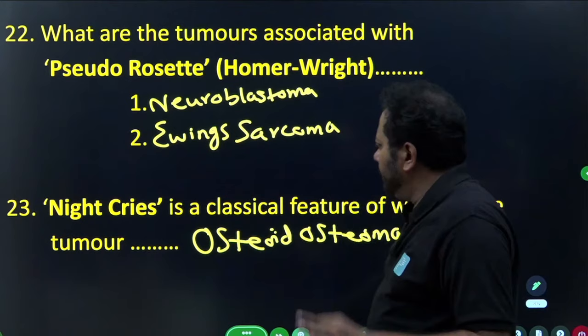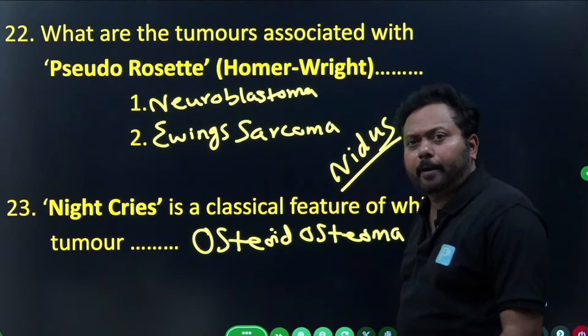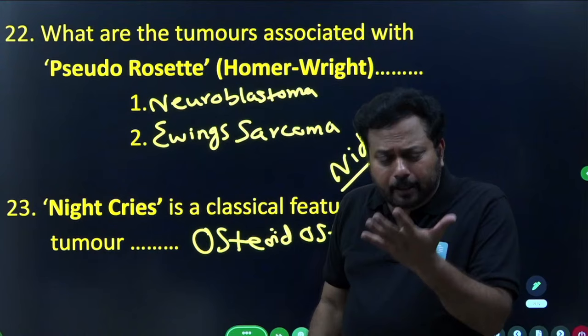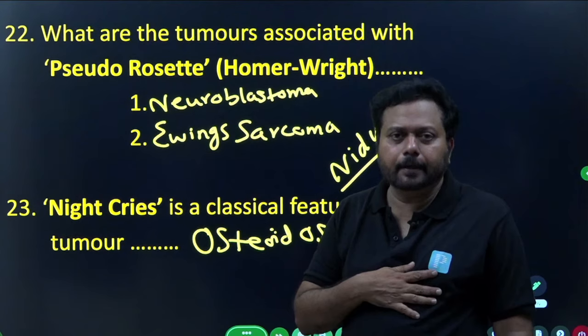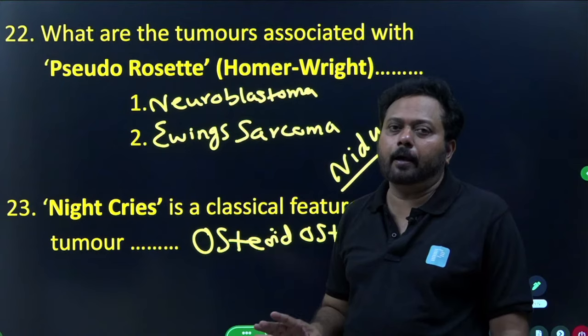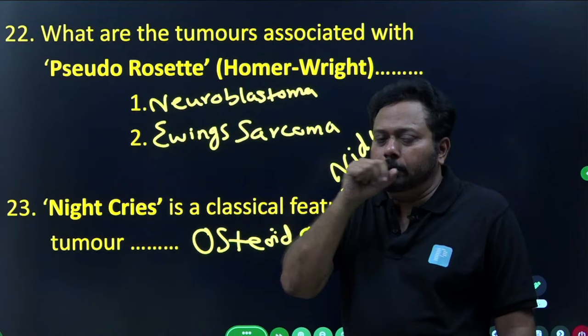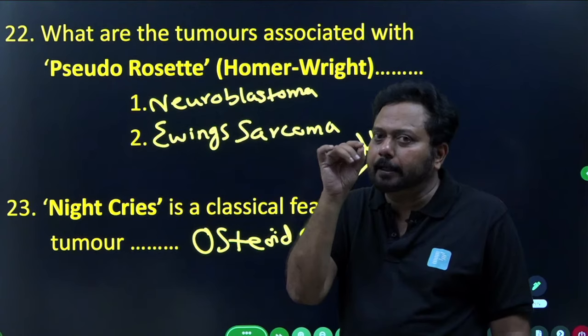There is a word you would have read, nidus. The hallmark of osteoid osteoma is nidus. What is nidus? A seed-like thing. Osteoid osteoma happens in the diaphysis, the shaft of the long bone, very commonly the tibia. When you take an X-ray, it will show a radiolucent area surrounded by a sclerotic ring. Inside that radiolucent area, a seed-like thing will be there, and that is called the nidus.